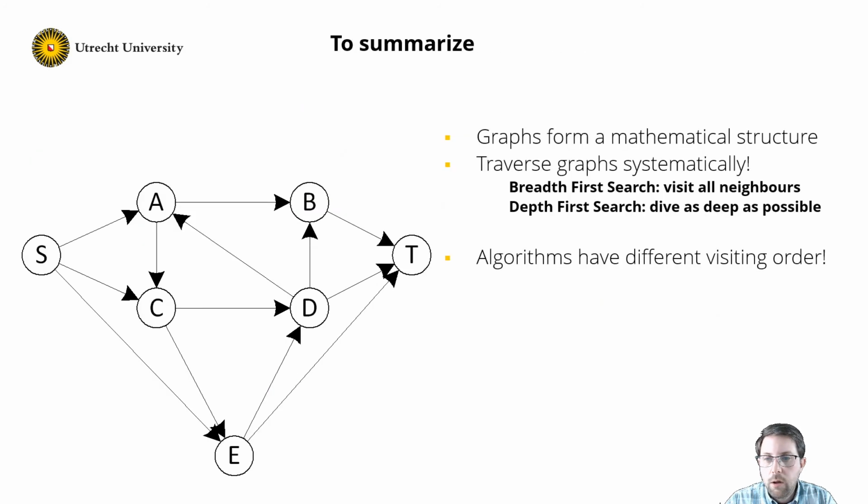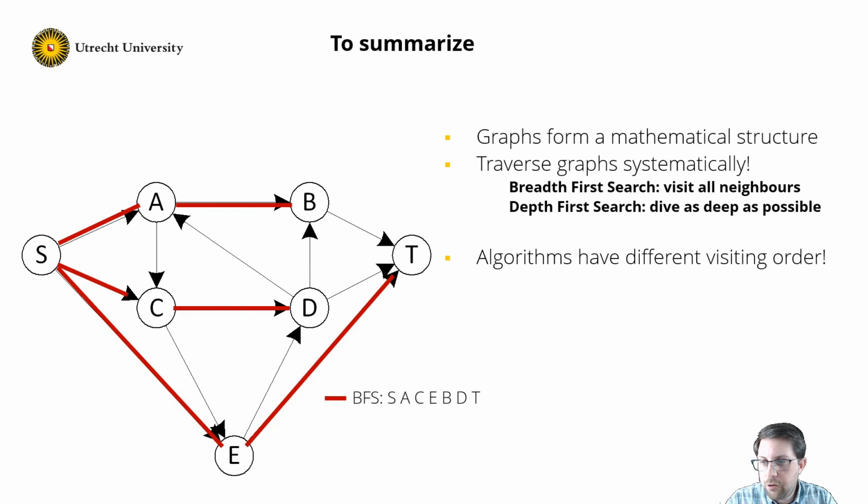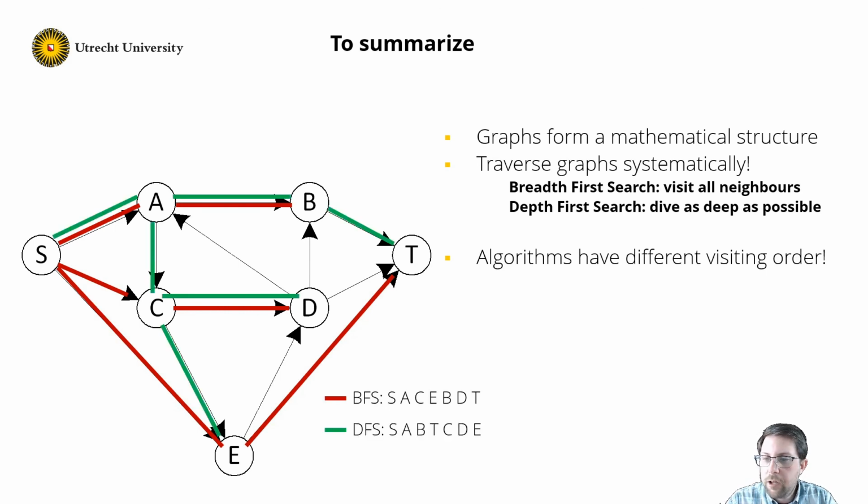So to summarize, we've seen several ways of traversing graphs. In this video we've seen the depth-first search. Important to realize is that this is a completely different algorithm than the breadth-first search. If you see the breadth-first search, we walk systematically through all the neighbors. With the DFS we dive as deep as possible. So here you see that we dived from S to A to B to T. That's the deepest we've dived.